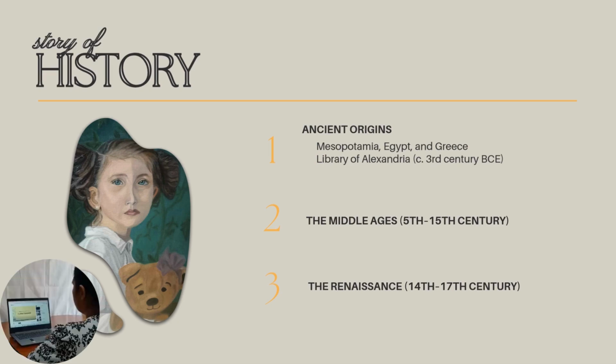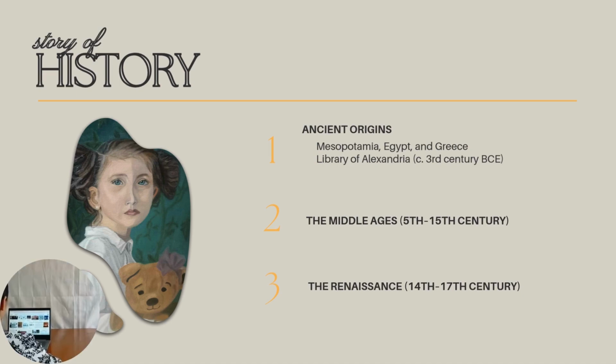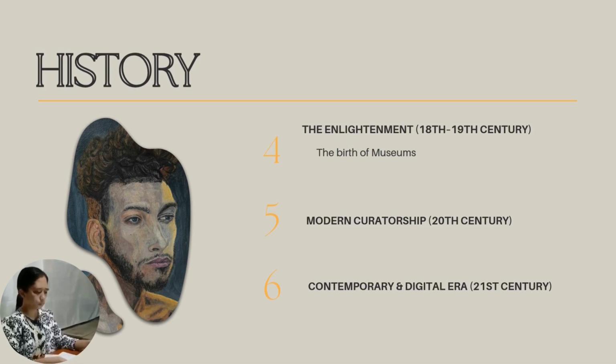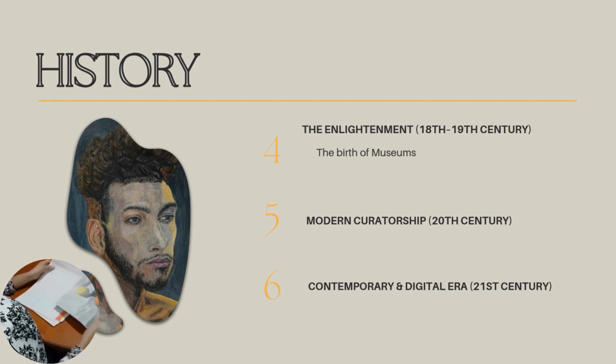Monasteries and churches acted as the main preservers of knowledge and artifacts during the Middle Ages naman. It is between the 5th to 15th century. And during the Renaissance, it is called the rise of cabinets of curiosities. During the Enlightenment era, there was a surge in scientific thinking, classification, and public access to knowledge. Major national museums were also established during these times.